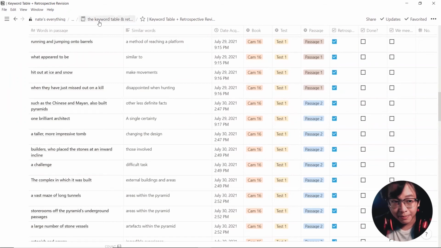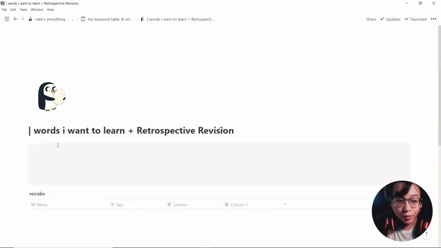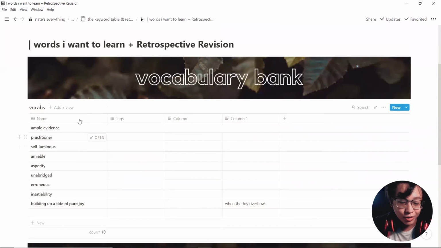And here's another tip. I actually make use of the keyword table and turn it into another table, which I call words that I want to learn. So here's all the vocab. I just built it 2 days ago when I watched Sherlock on Netflix, and they use a lot of good vocabulary, so I just put down the words here. The difference is that this one isn't related to IELTS. So the words here are more of your choice, your favorite. And it looks better and less complicated than the keyword table.